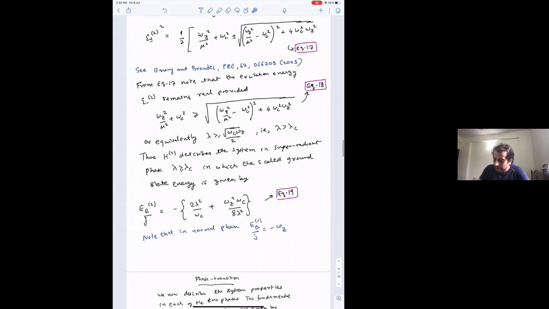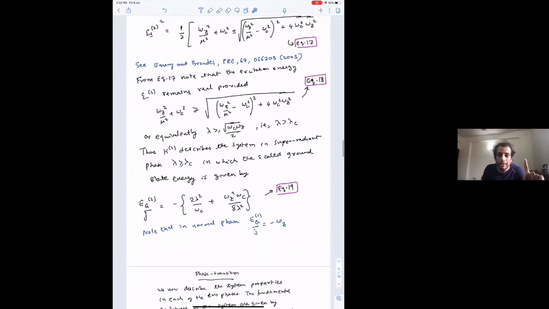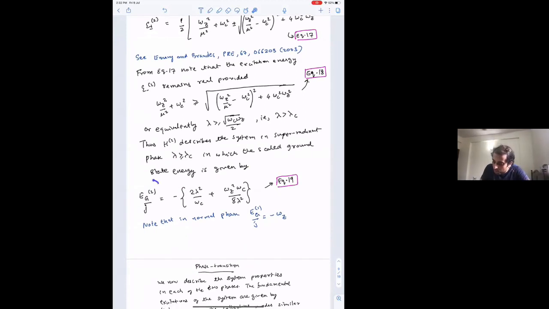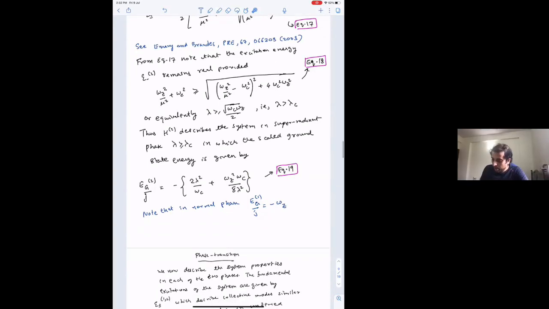Now, just to compute precise values, it turns out that the ground state energy in the second regime is given by this, and in the first regime is just this. Remember, the only parameters that keep coming again and again are omega C, omega Z, lambda, of course, the light-matter coupling, and this J, which is basically the spin length. So even though it may seem complicated, there are only a few things that come into play.